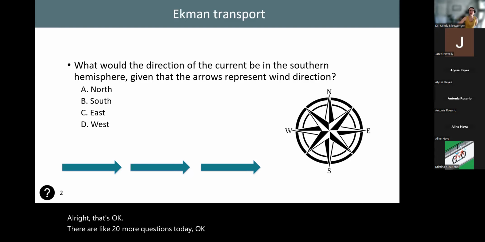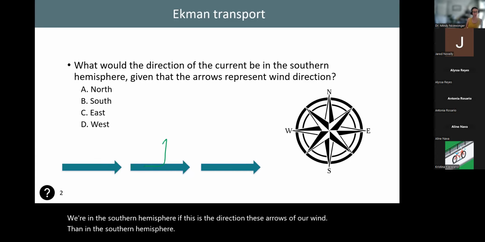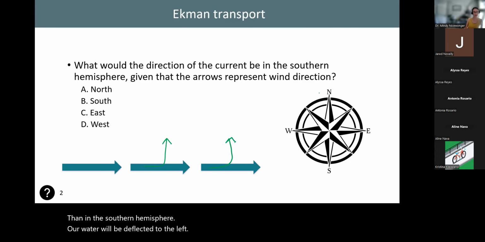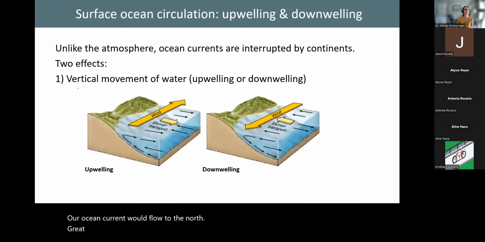Okay, so here we go. We're in the southern hemisphere. If these arrows are the direction of our wind, then in the southern hemisphere, our water will be deflected to the left and to the left. So our ocean current would flow to the north. Great.